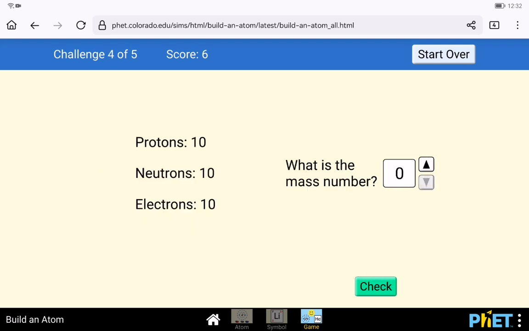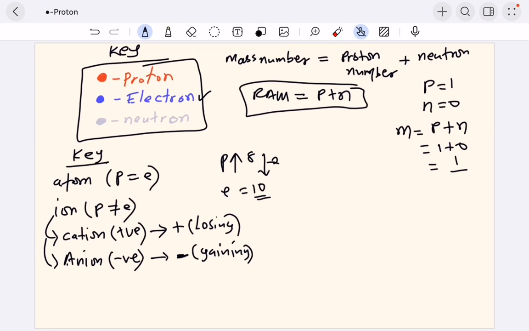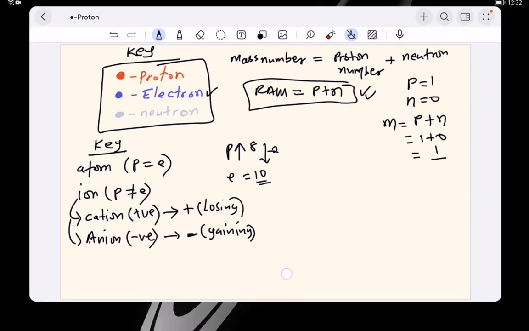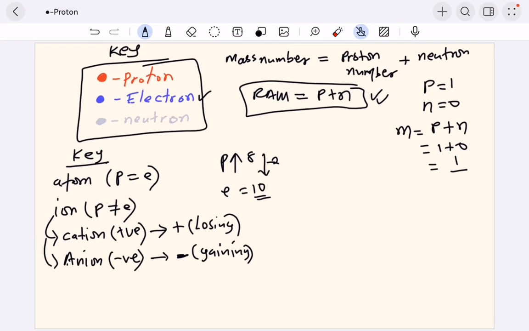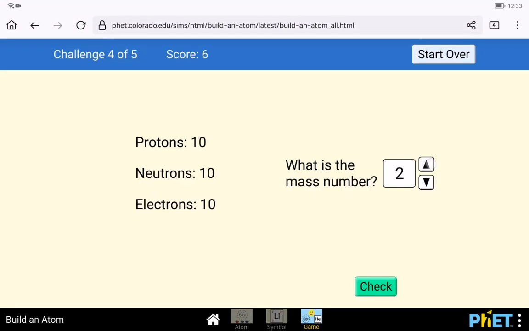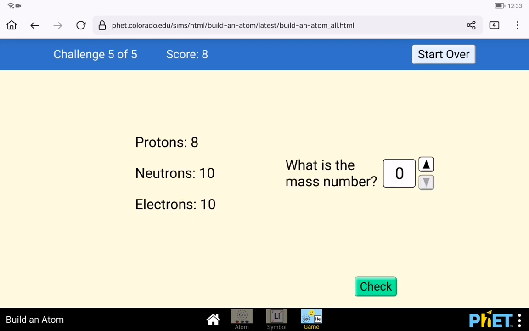The last one, what is the mass number? How do we find the mass number? We go back to the formula. To find the mass number, we just add the proton and the neutron. In this case, our proton is 10 and our neutron is 10. Therefore, it's going to be 10 plus 10, giving us 20. So the mass number here is supposed to be 20. And that is correct.